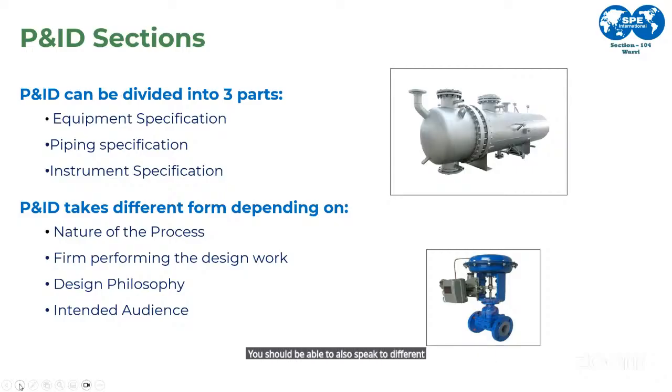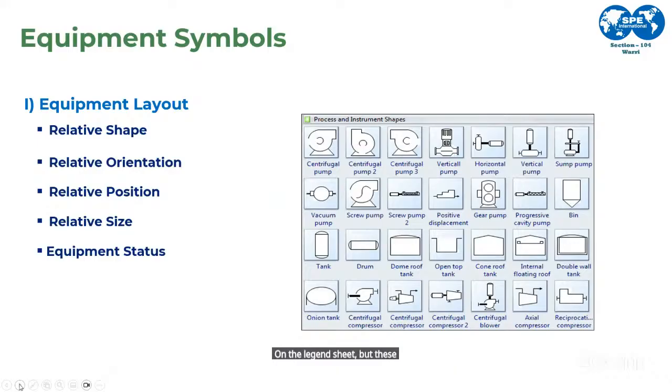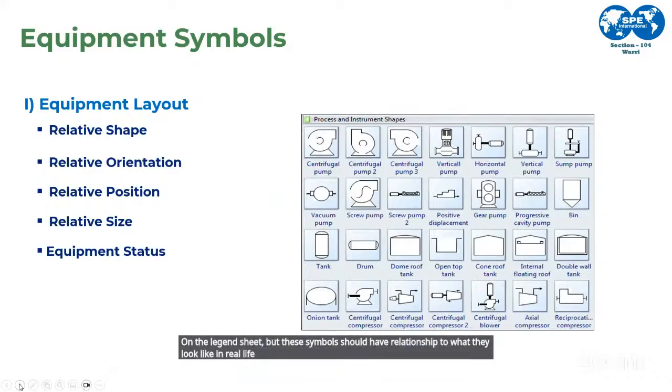If we go to the next slide, it now speaks to the equipment symbols, right? So we're talking about equipment layouts. Now you're able to see on the P&ID symbols, which you can also find on the legend sheet. But these symbols should have a relative shape to what they look like in real life. So for example, if you look at the first item there, which is the centrifugal pump, it should have a relative shape to what it looks like in real life. Also the relative orientation as well.